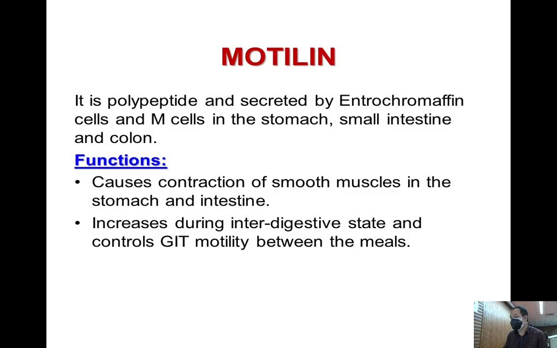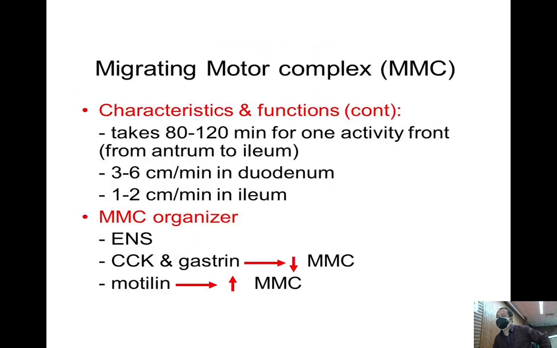So this kind of movement that you see, which is caused by Motolin every 90 minutes, or in the range of say 90 to 120 minutes, in a periodic manner, is also called the migrating motor complexes. So these are the migrating motor complexes. Every 80 to 120 minutes, there would be contraction. In the duodenum, it is 3 to 6 centimeters per minute. In the ileum, it is 1 to 2 centimeters per minute.